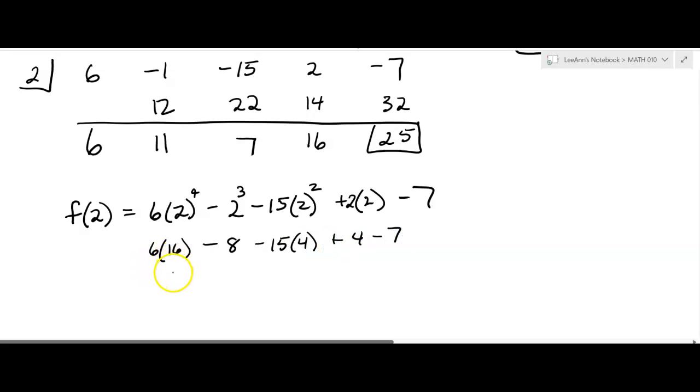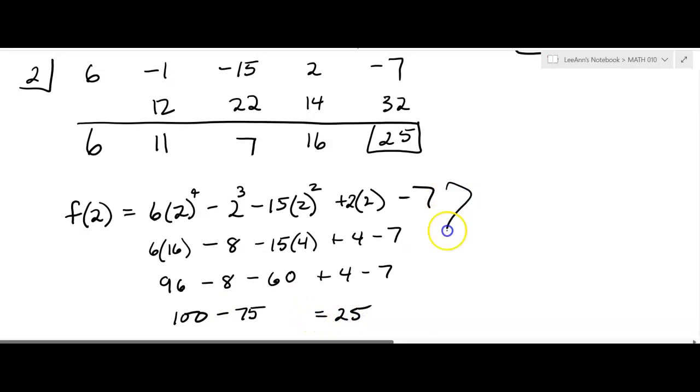So what's 16 times 6? 96. So let's see. If I add the positive ones together, that's 100. If I add the negative ones together, I get 75. So yeah, that equals 25. But I think this took me longer to do than the synthetic division did. Okay, so that's the beauty of the remainder theorem. You can have a big old polynomial, and with synthetic division, you can fairly quickly evaluate it.